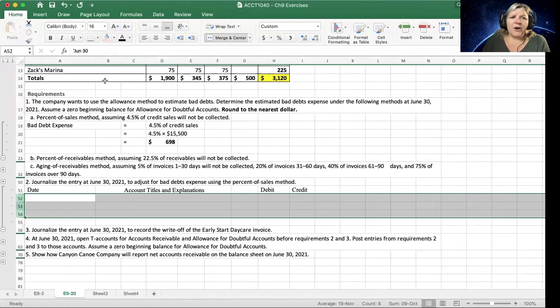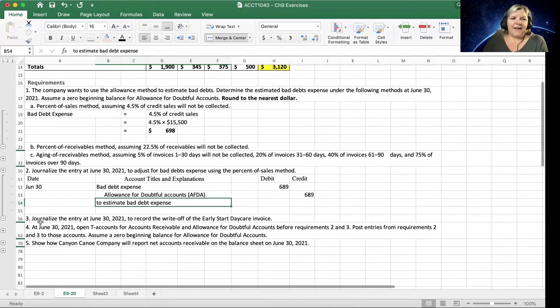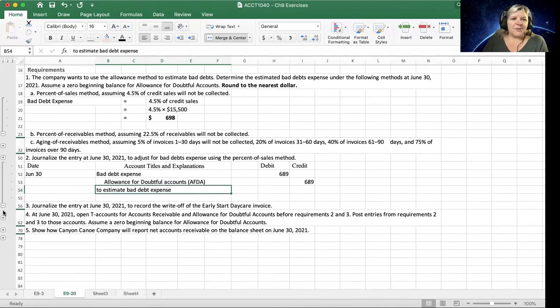And remember, to record the bad debt expense, we use two accounts: an income statement account called bad debt expense and a balance sheet account called allowance for doubtful accounts. So we debit our expense, we credit our contra asset account for $698 each, and that entry is to estimate bad debt expense. And that's all they want for requirement number 2.